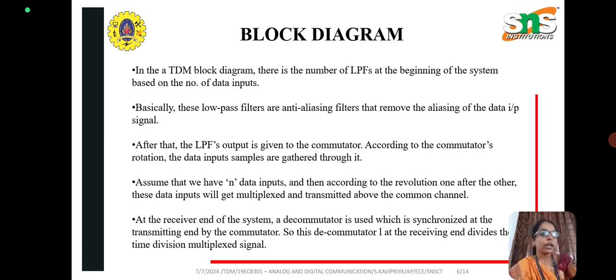Suppose we have n inputs, then according to the revolution one after the other, the data inputs will get multiplexed and transmitted over the common channel. At the receiver end of the system, a decommutator is used, which is synchronized with the transmitter end commutator. This decommutator at the receiving end divides the time division multiplexed signal.